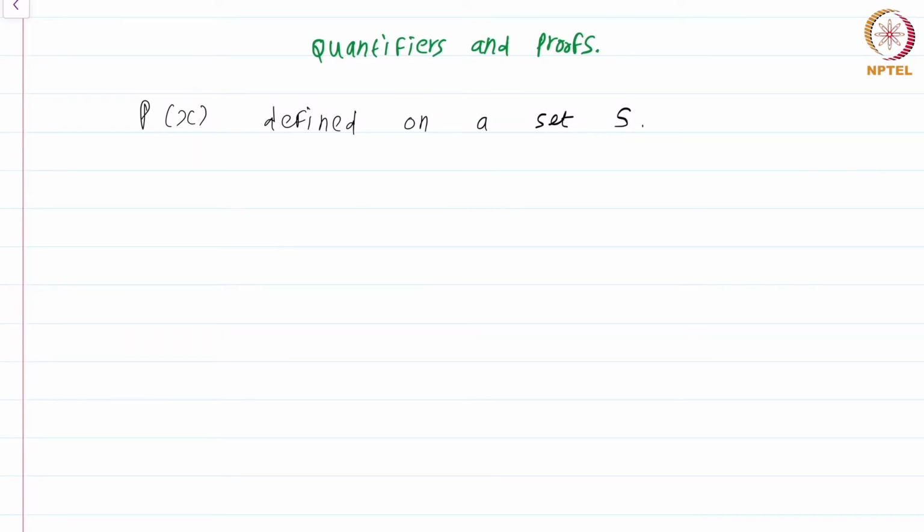Now there are two other ways to make a property into a statement, and these are using what are known as quantifiers. There are two types of quantifiers. There is one universal quantifier and then there is an existential quantifier. These are no doubt familiar to you from your high school mathematics. So let me just briefly recall what they are.